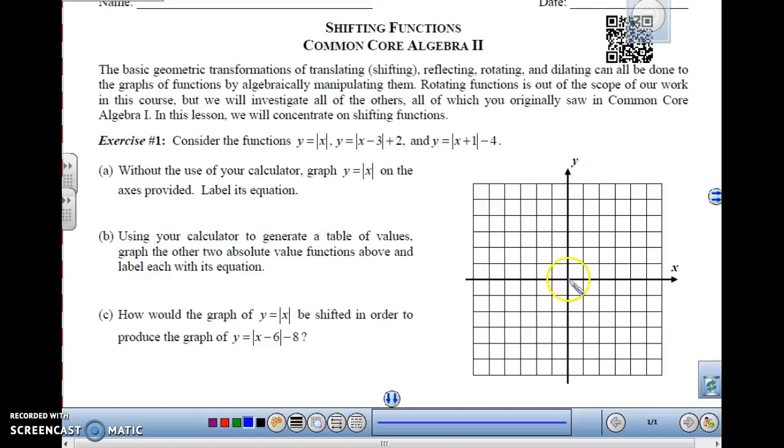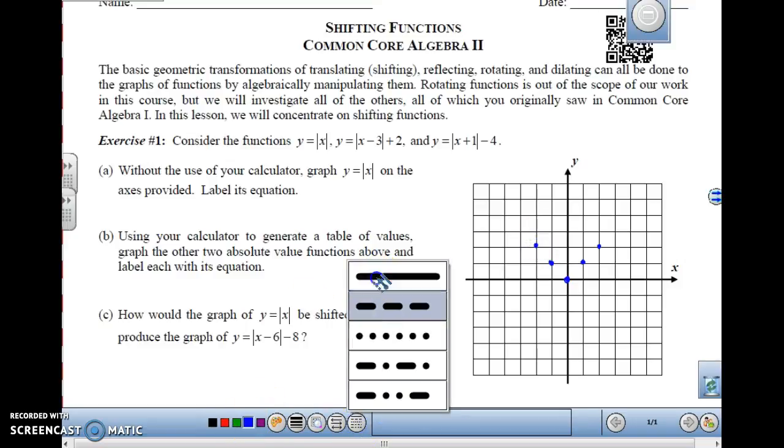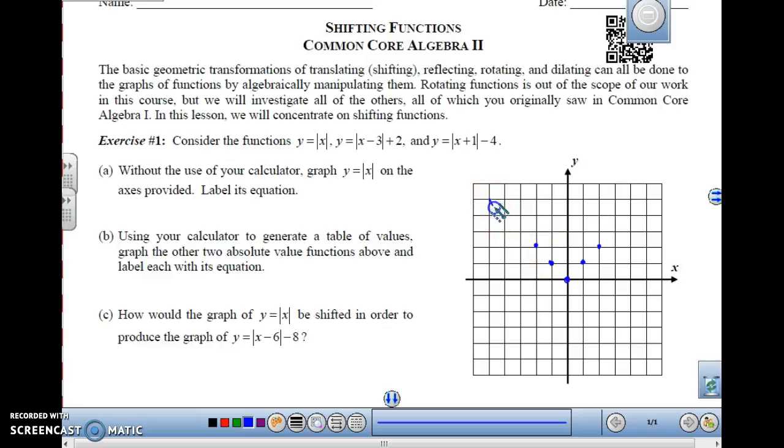So if y is equal to the absolute value of x, and x is 0, y is going to be 0. If x is equal to 1, the absolute value of 1 is 1. But remember, if y is equal to the absolute value of negative 1, it will also be 1. So it's going to look like this. The absolute value of 2 is 2, so 2, 2. And the absolute value of negative 2 will also be 2. So this is a v-shaped function. We did this back in Algebra 1, and it should look something like this. So there is y equals the absolute value of x.